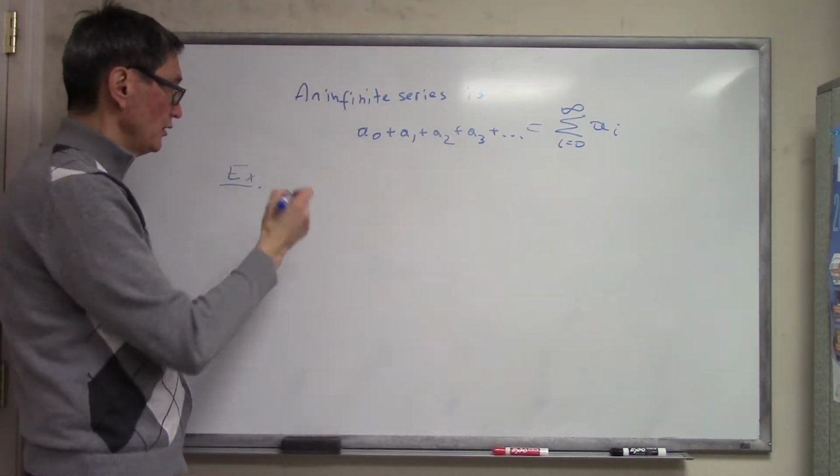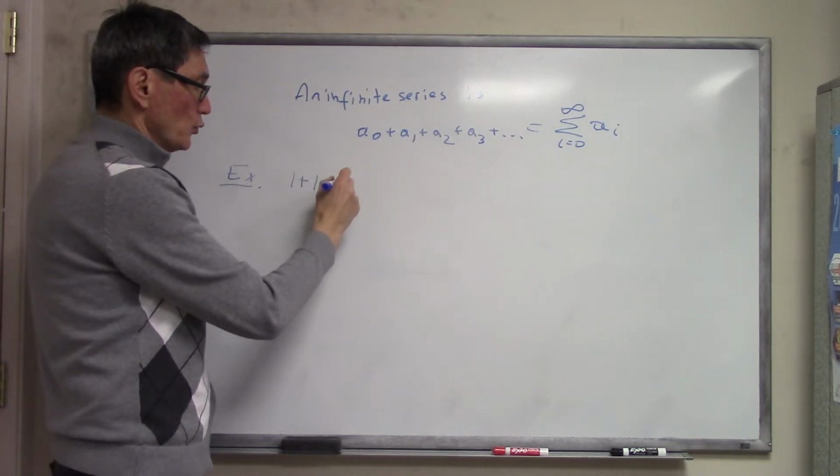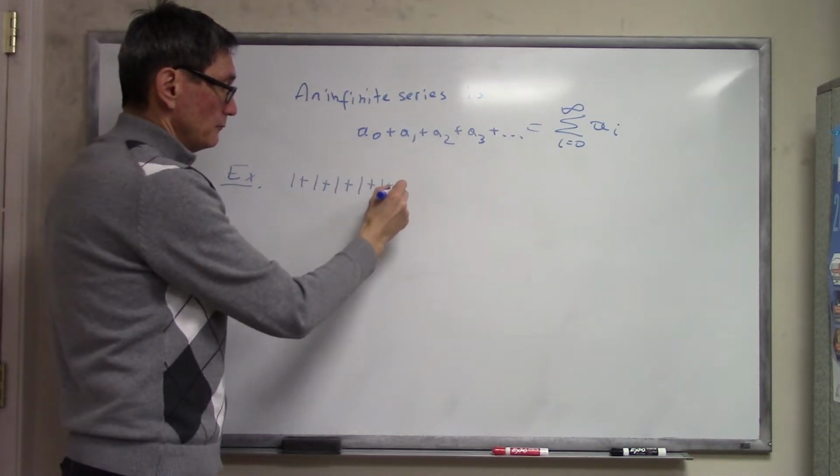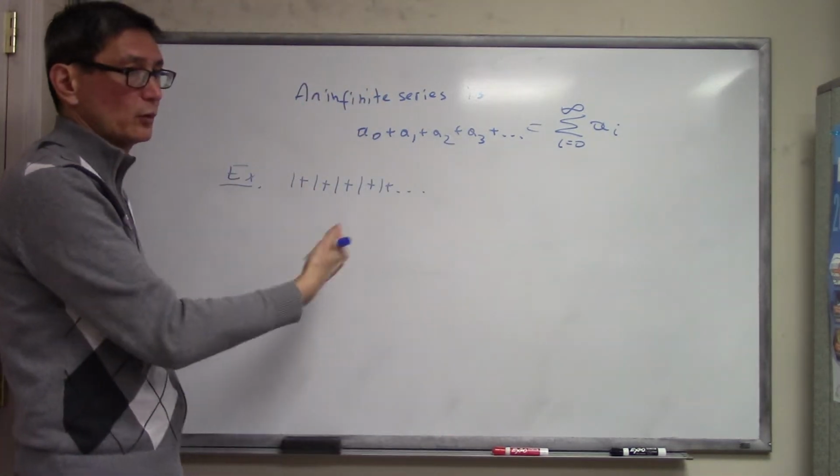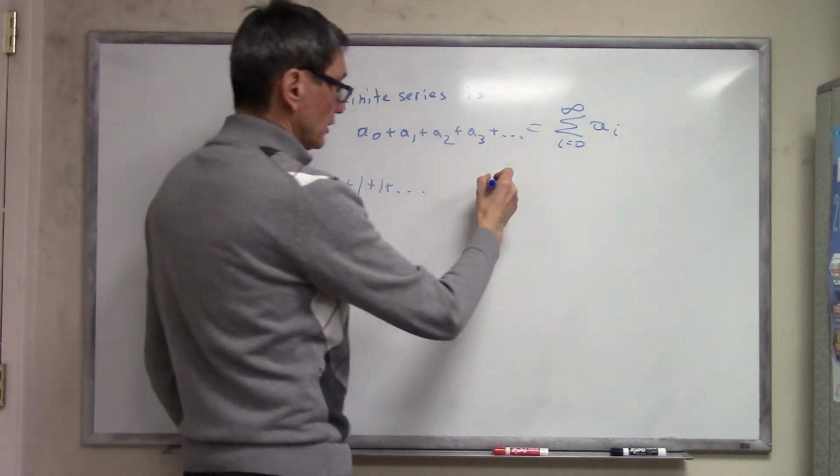For example, if I write 1 plus 1 plus 1 plus 1 plus 1, that is an example of an infinite series, and it's kind of obvious that 1 plus 1 plus 1 plus 1 should add up to infinity.